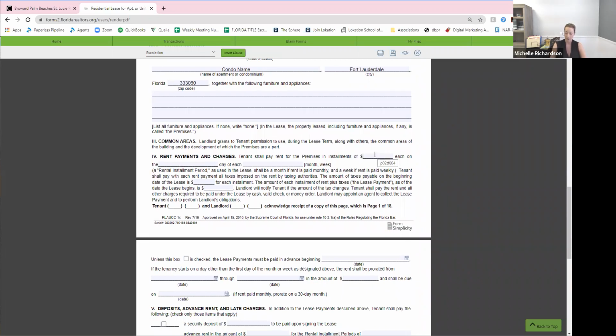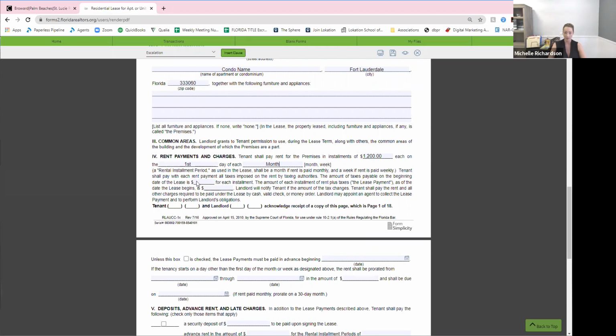This is going to be your monthly rent amount. So if it was $1,200 on the first day of each month. And then down here, if this is an annual lease, down here states that there are taxes and stuff like that. This lease can also be used for a shorter term period. Remember, anything under 6 months, most likely there'll be taxes in regards to that.